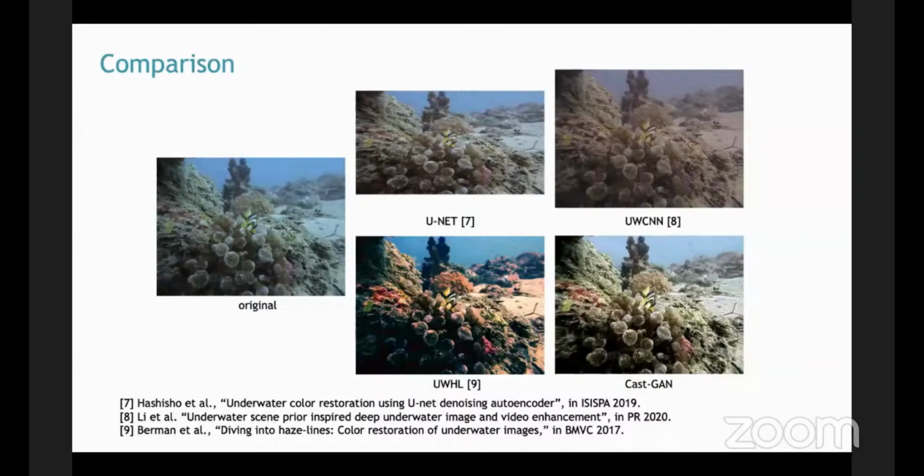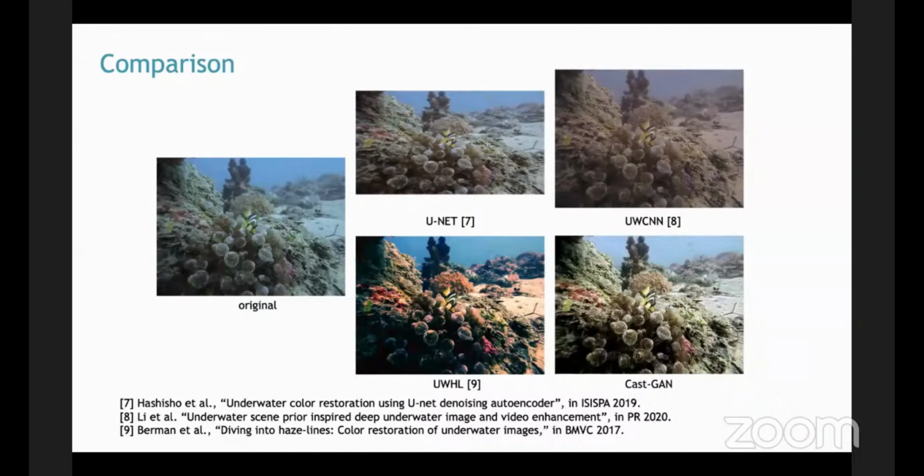So let's do a bit of comparison with state of the art at the time of submission. So here we have the original image, and on the top row, those are the 2 state of the art neural networks at the time of submission. One of them, the one on the left, UNet, requires images of fixed input size, so it cannot work on images with arbitrary sizes. That would be one problem. And then for the one on the right, UWCNN, it actually introduced additional cost to the image.